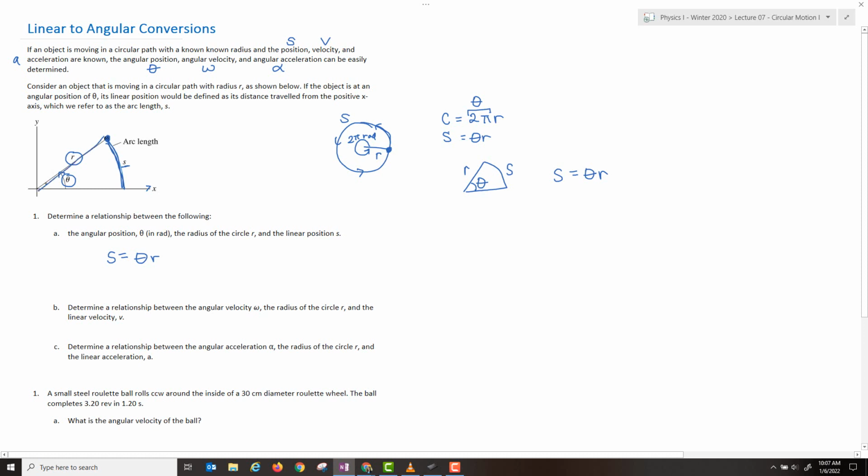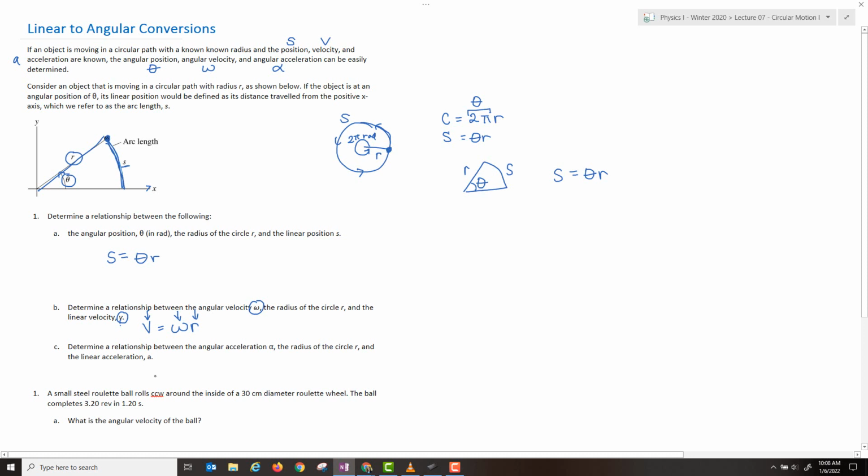Now I can think about the same thing for if I wanted to figure out what the linear velocity is compared to the angular velocity. So how do I relate these two? It would be the same idea. The linear velocity is equal to the angular velocity times r. All we're doing is multiplying the angular version of the kinematic variables times r to get our linear version of that variable.